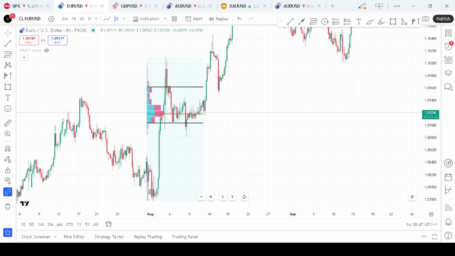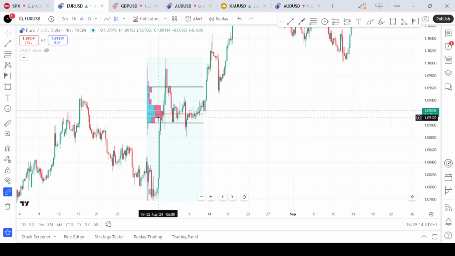Now we also have the high volume node. The HVN is the high volume node. This is the high volume node. This area is with significant trading activity, which acts as a gravitational force that attracts price movements. While this is the low volume node, this down line here, and this is where areas with minimal trading activities take place.